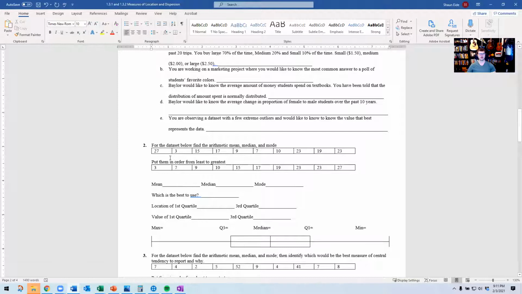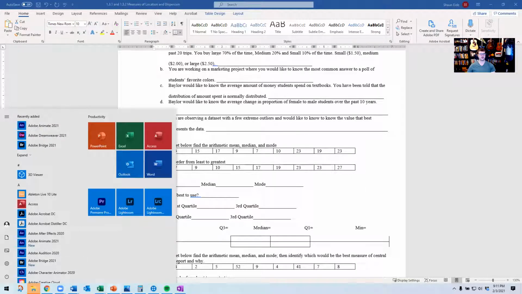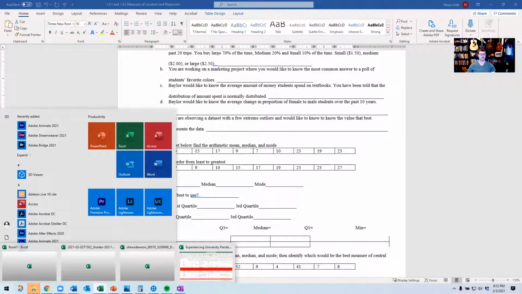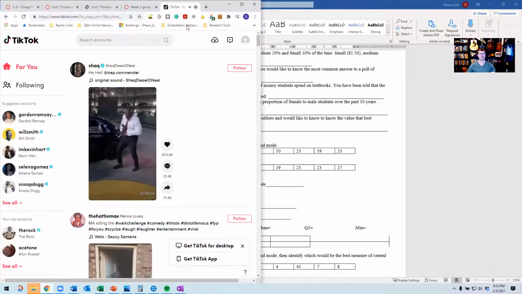Mean. What is the mean? Great question. So this is what I would suggest for you. Anytime that you want to find the mean on the quiz, exams, whatever, just go right here and then do it.